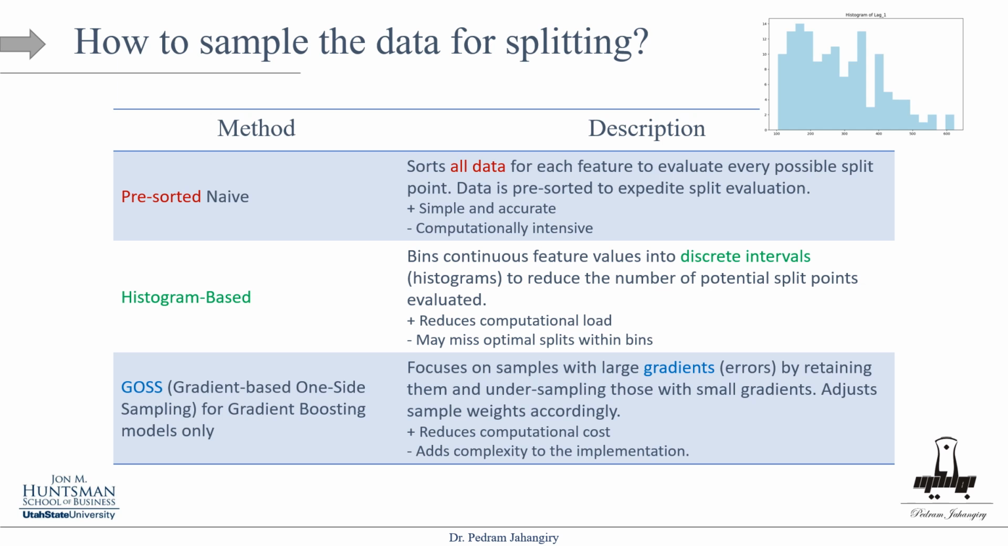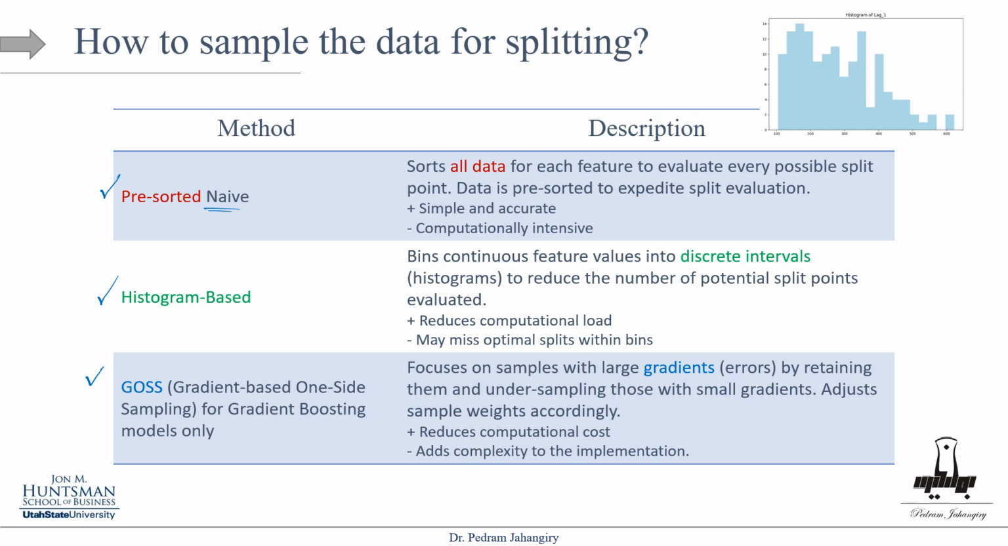Great, now let's focus on the second question, how to sample the data for splitting. There are 3 methods: one, pre-sorted naive; second, histogram based; and third, GOSS, which is gradient-based one-sided sampling. The pre-sorted naive is the most intuitive one. This is exactly what we did.